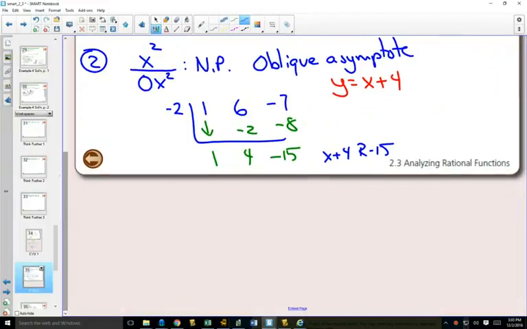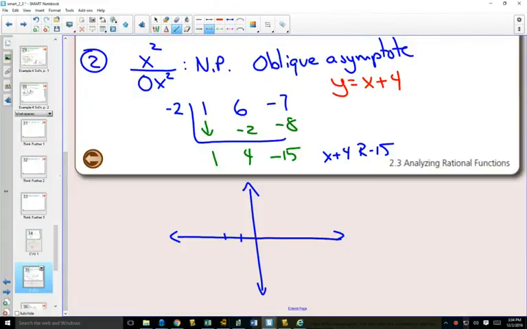Once you have all of your vertical, horizontal, and oblique asymptotes and holes figured out, you can start to graph. So what do we know? We know that we are going to have a vertical asymptote at x equals -2. So we can draw that in. We also know that we are going to have an oblique asymptote at y equals x plus 4. So that's a straight line.